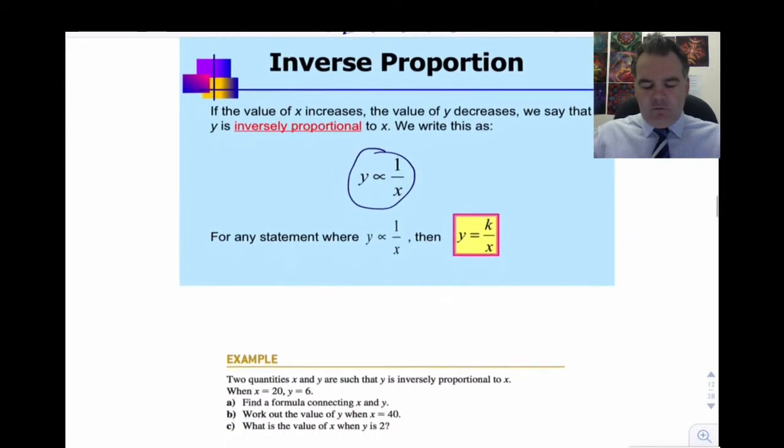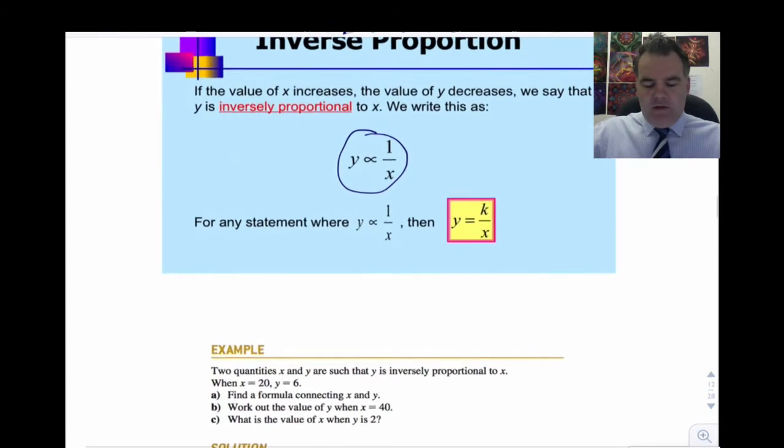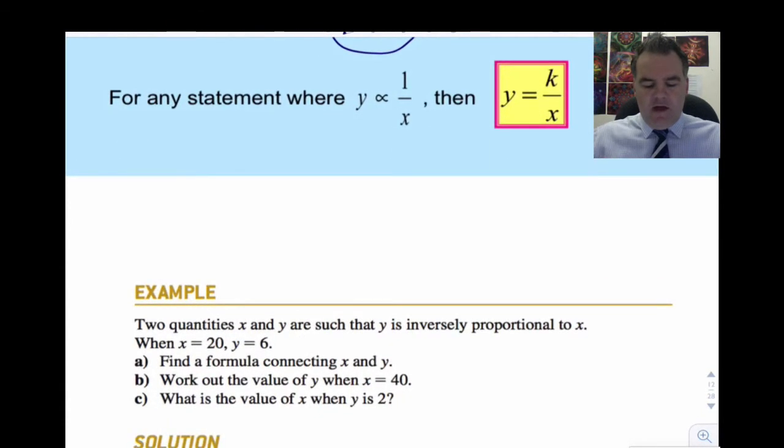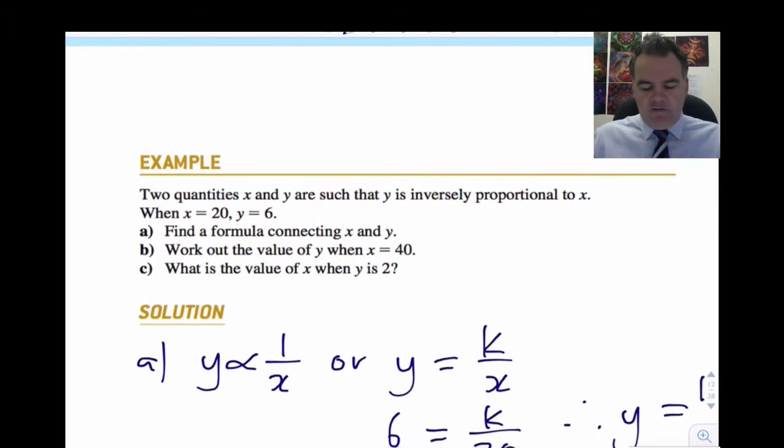So similar to the last question, let's look at this example here. If two quantities x and y are such that y is inversely proportional to x, in other words, y is equal to k over x. When x is 20, y is 6. That's going to help us define what the value of k is, and then we can work out the values of the other variables. So I've gone ahead and done this.